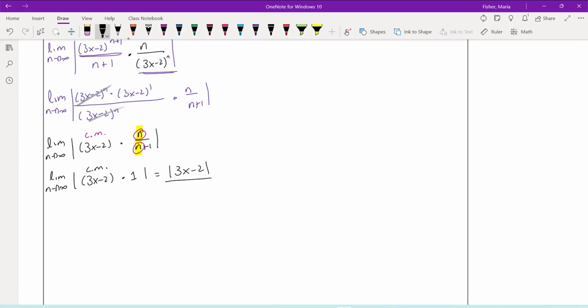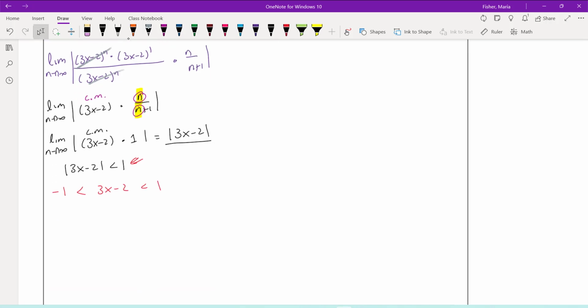If we take this here and set it less than 1, this is an absolute value less than inequality, so it gets trapped between the positive and the negative of this number. We say negative 1 less than 3x minus 2 less than 1. To solve, we first add 2 to all three sides, and we get 1 less than 3x, which is less than 3. Finally, divide everything by 3, and you get 1/3 less than x, which is less than 1.